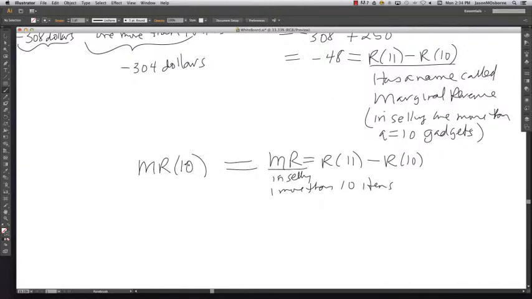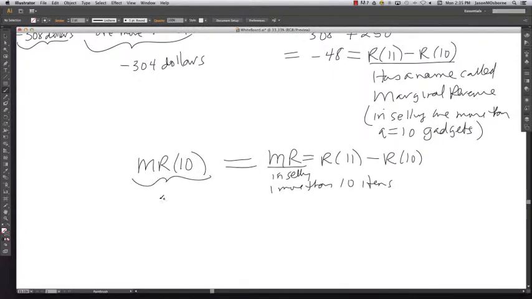This is saying that your marginal revenue, you're trying to sell one more than 10. You're trying to figure out how much more money you're going to bring in. This is how much more money you bring in by selling one more than 10 items.